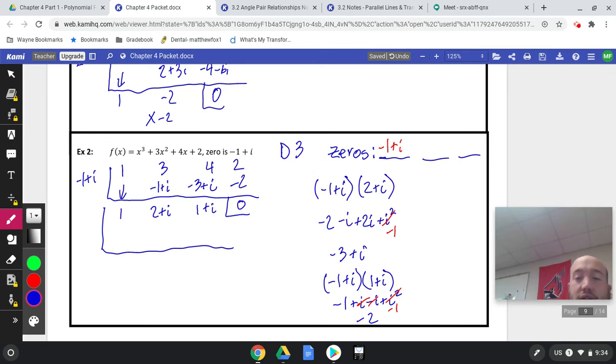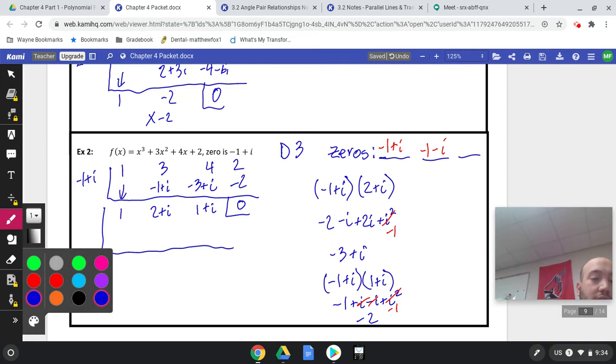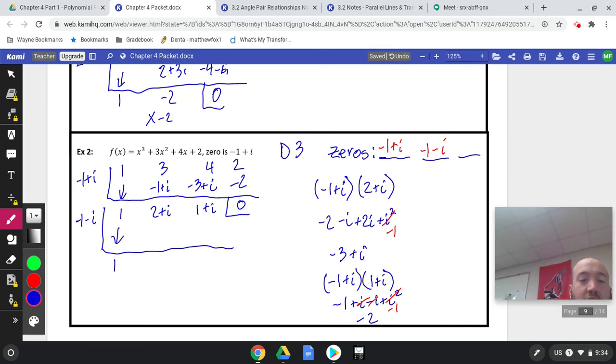Now, once again, we got to take the conjugate. So this second 0 should be easy for us to find. The negative 1, the real number stays the same, so the negative 1 stays the same. The imaginary switches, so negative 1 minus i. So we always start the same, drop the leading term. We multiply that. It's going to be negative 1 minus i. We add straight down. We'll get a 1. Multiply again. Negative 1 minus i. We add straight down. We get a 0. That is good. That's what we wanted.